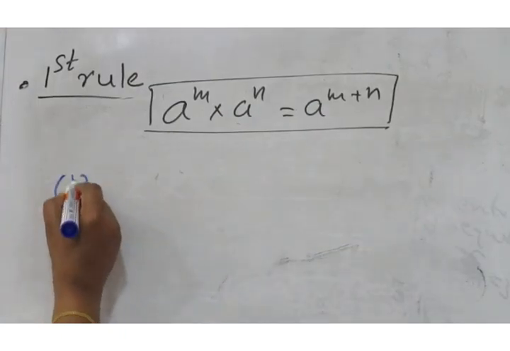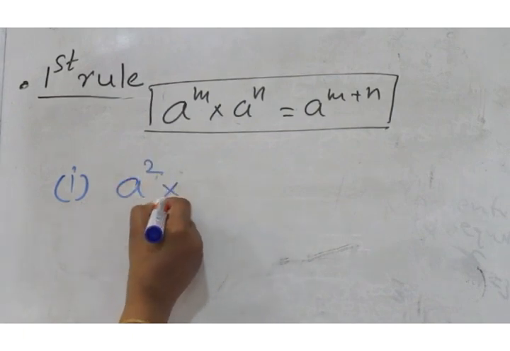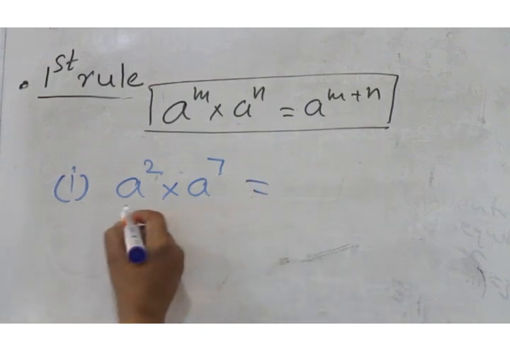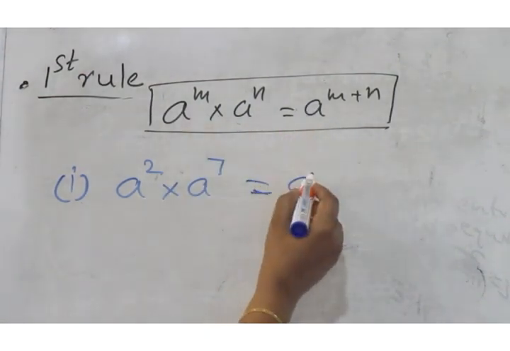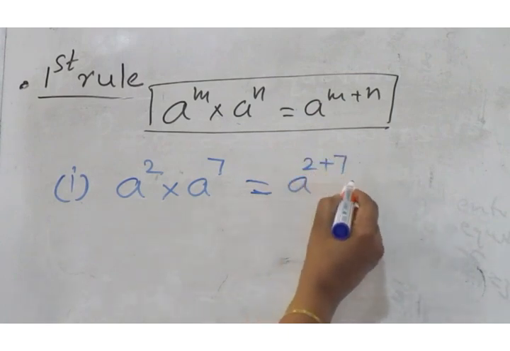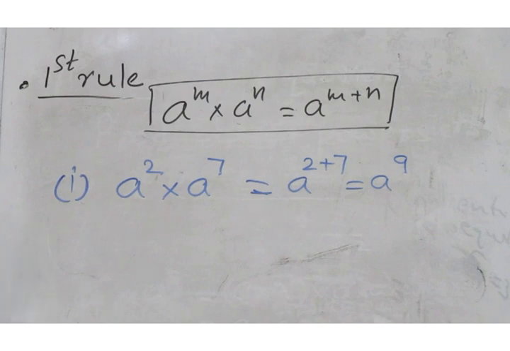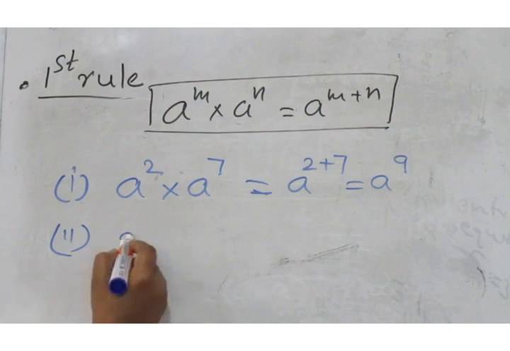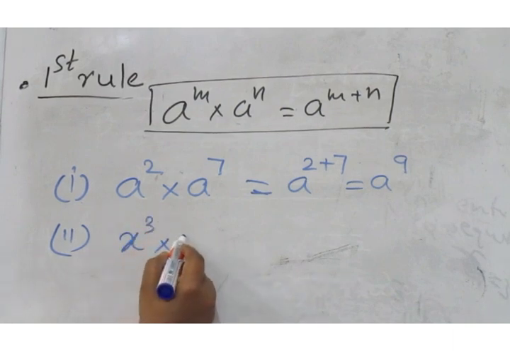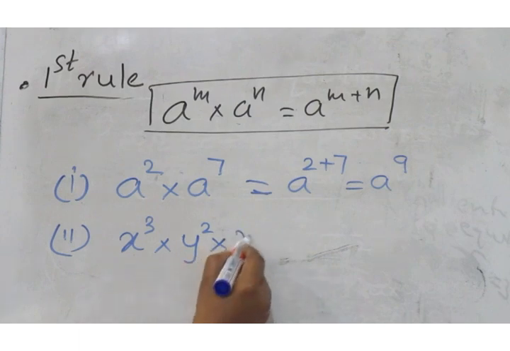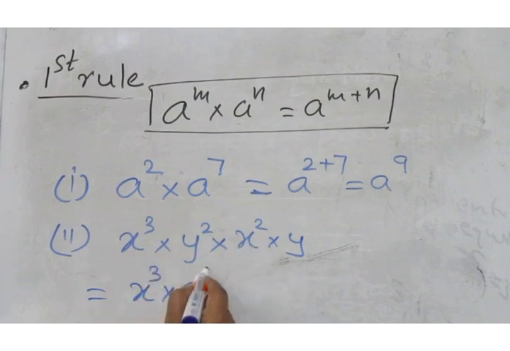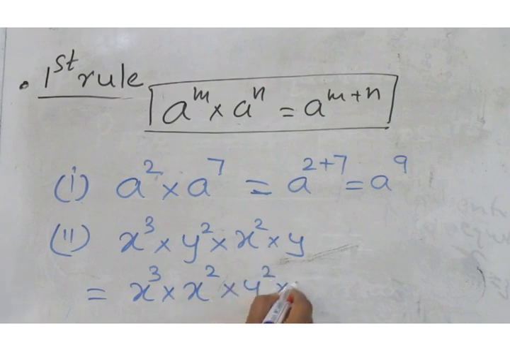See the first example. A to the power 2 into a to the power 7. Now this is a product of two equal powers because bases are equal. According to this rule, take the sum of two indices, then answer is a to the power 9. Now see the second example. Second example is x to the power 3 into y to the power 2 into x to the power 2 into y. Now write equal products together, x3 into x2 and y to the power 2 into y.